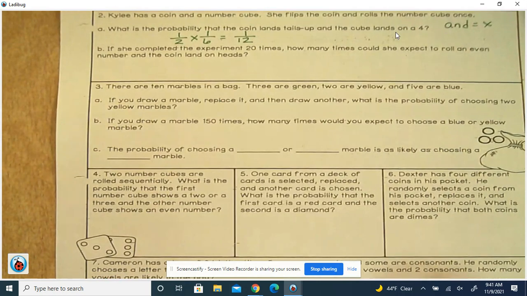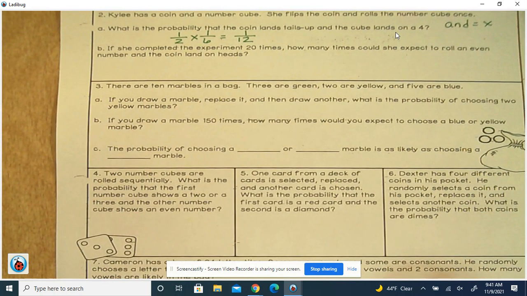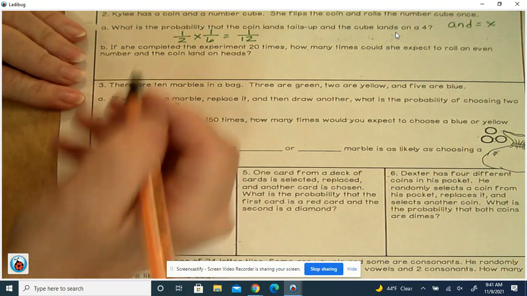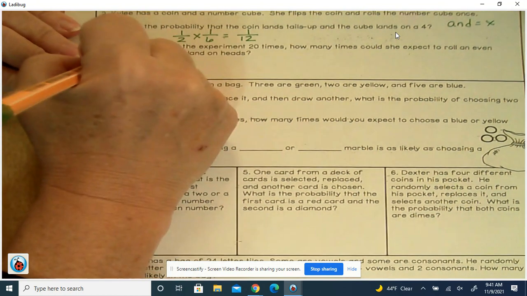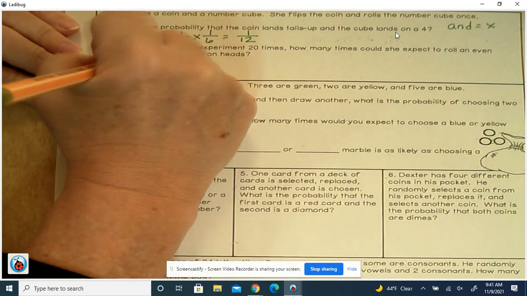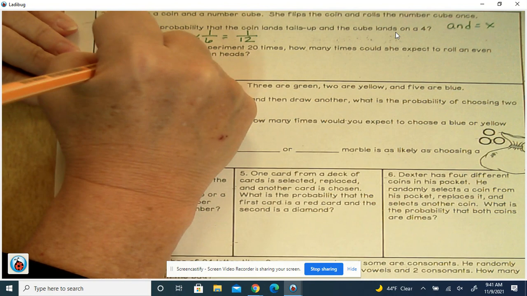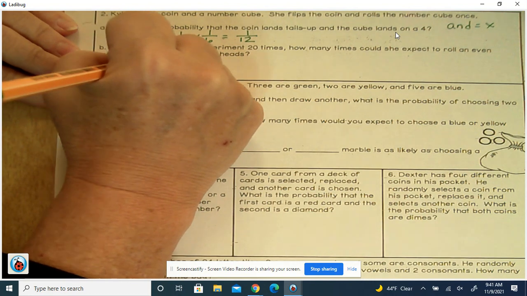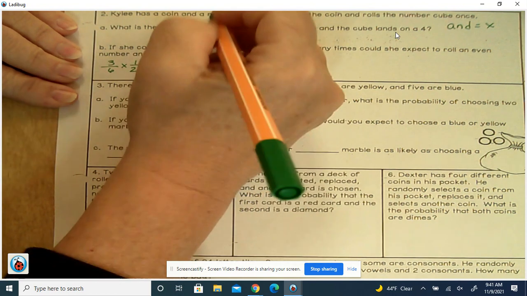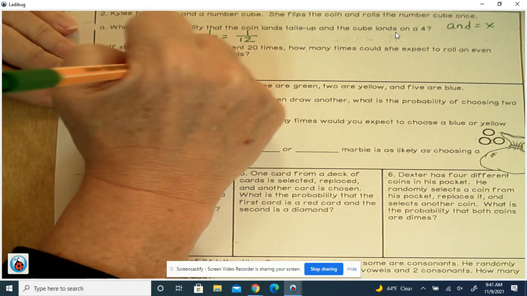If she completed the experiment 20 times, how many times could she expect to roll an even number and a coin land on heads? So the even numbers on a number cube are 3 out of 6, and a coin landing on heads is 1/2. If you multiply those together, you get 3/12.